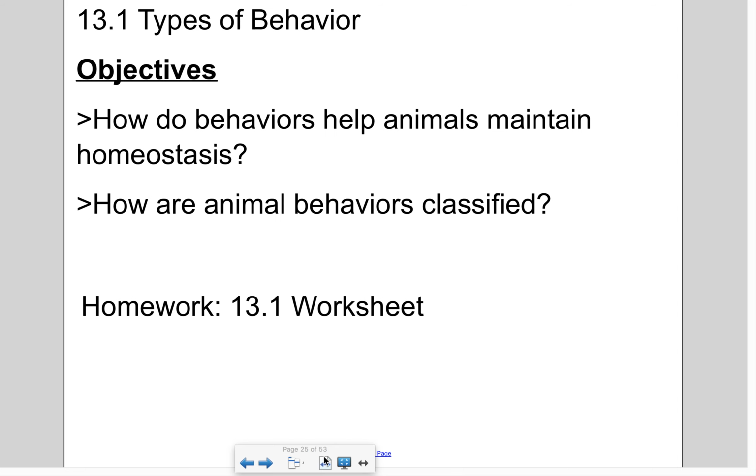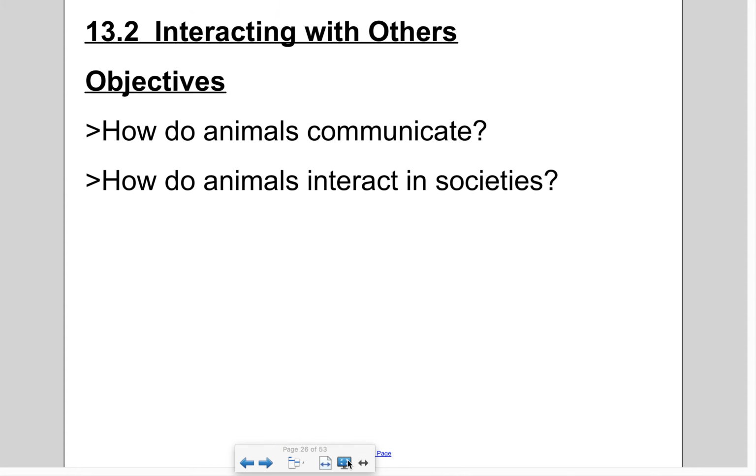So that does it for 13.1. The next time you have a lecture, we're going to talk about group behaviors, so how animals communicate and interact in societies.